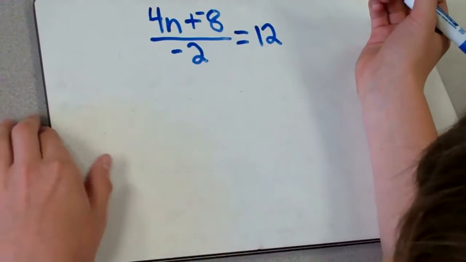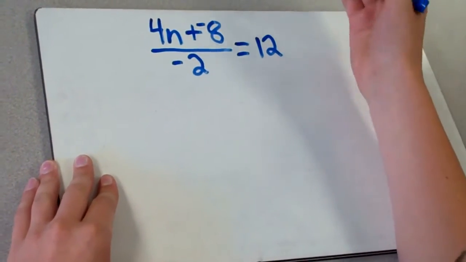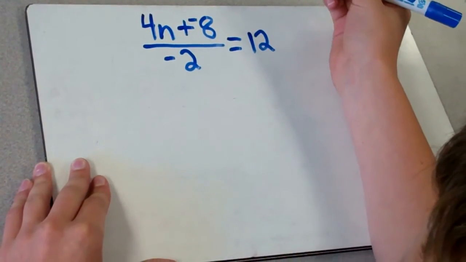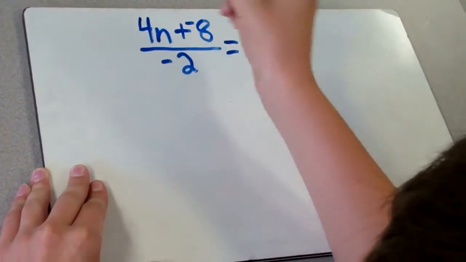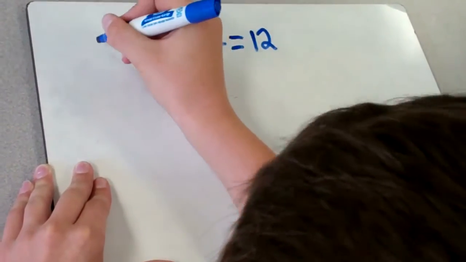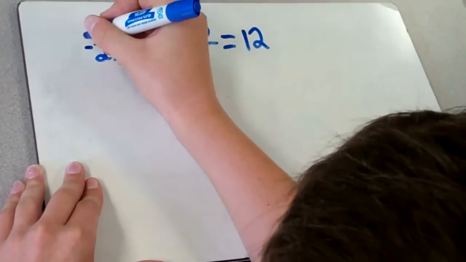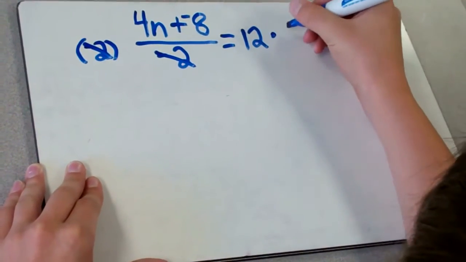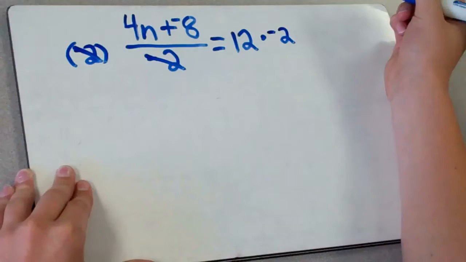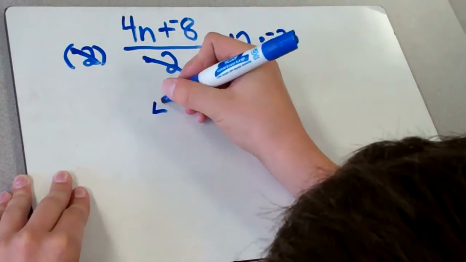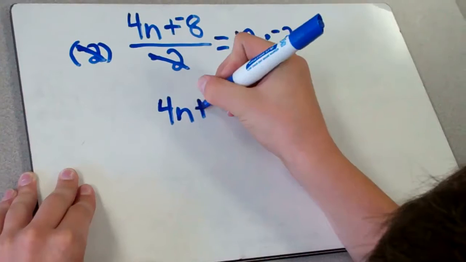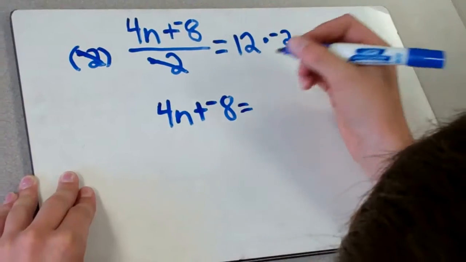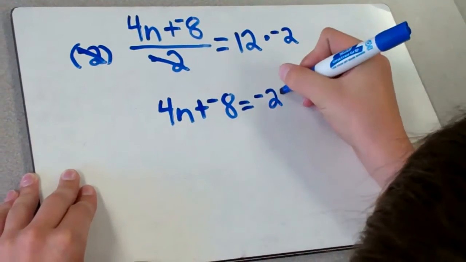Now what we want to do here is find out what n is equal to. So to do that, we start out by getting rid of the denominator by multiplying by negative 2. This cancels out, and then we multiply by negative 2 on the other side. And this equals 4n plus negative 8 equals negative 24.